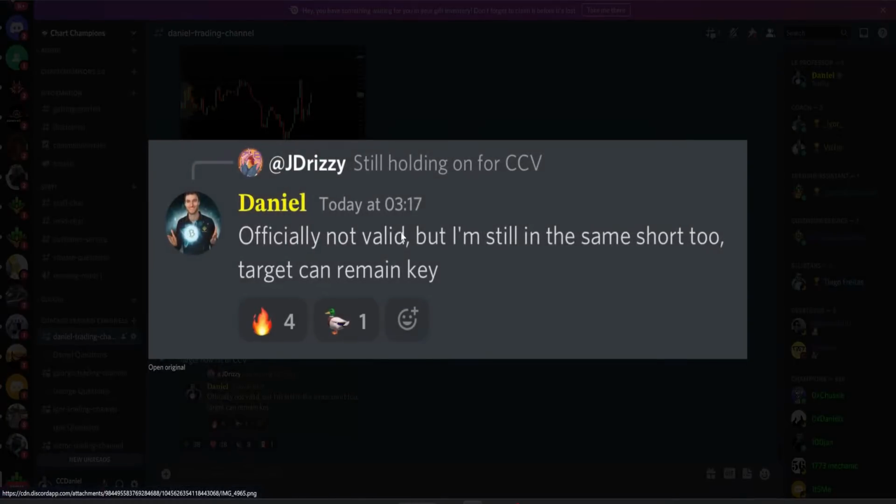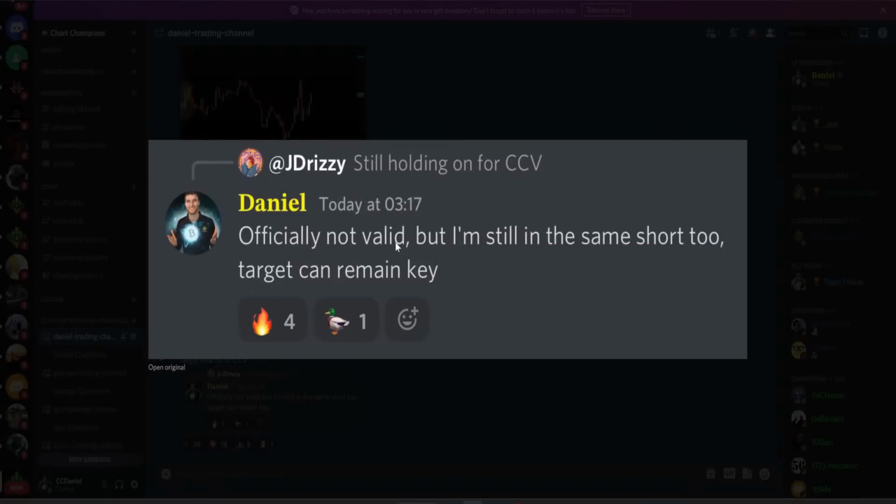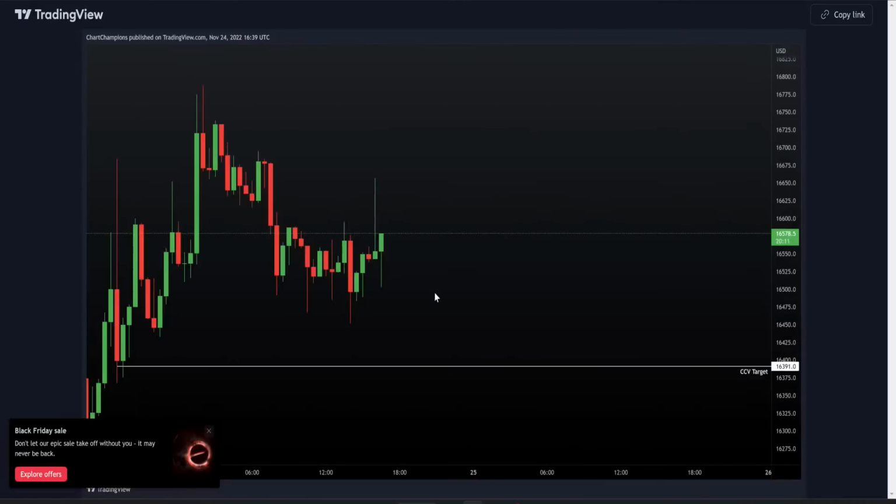This was then 3 a.m. Okay, so this is obviously what it looked like. This is your bearish CCV setup, target 16,391, at 3 a.m. today, UK time. I was still awake. I said to my team, officially this CCV setup ends at 12 p.m.